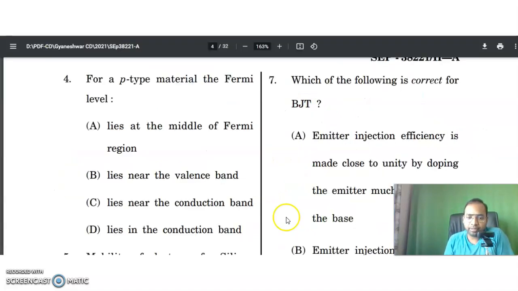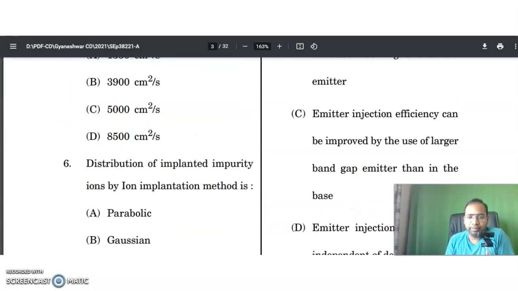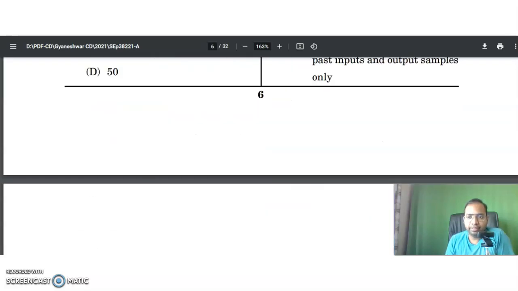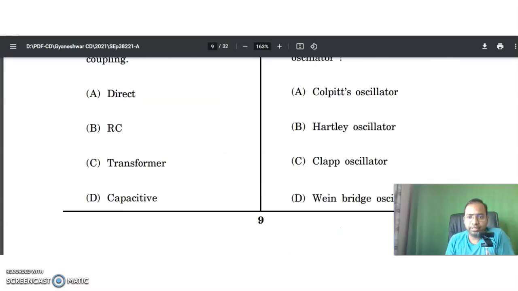Okay, fine guys. These are the 4 questions in this session, and the remaining questions we will discuss in the next video. If you got any new points, please make a note of those new points, and we will discuss all the rest of the questions in the upcoming session.